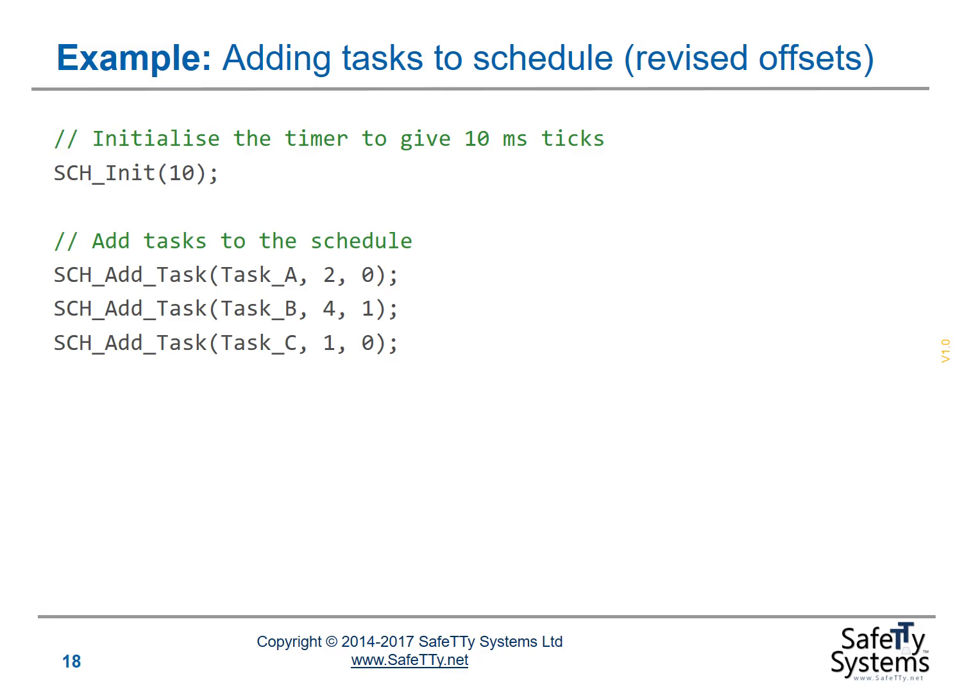So this slide shows how we could add our revised set of tasks to a schedule using the scheduler add task function in the format that should be familiar to you by now. So we're initializing our scheduler with 10 millisecond ticks. So our offset of 10 milliseconds becomes 1 tick. So we are having an offset of 0 for task A, an offset of 1 for task B, and an offset of 0 for task C in this task set.